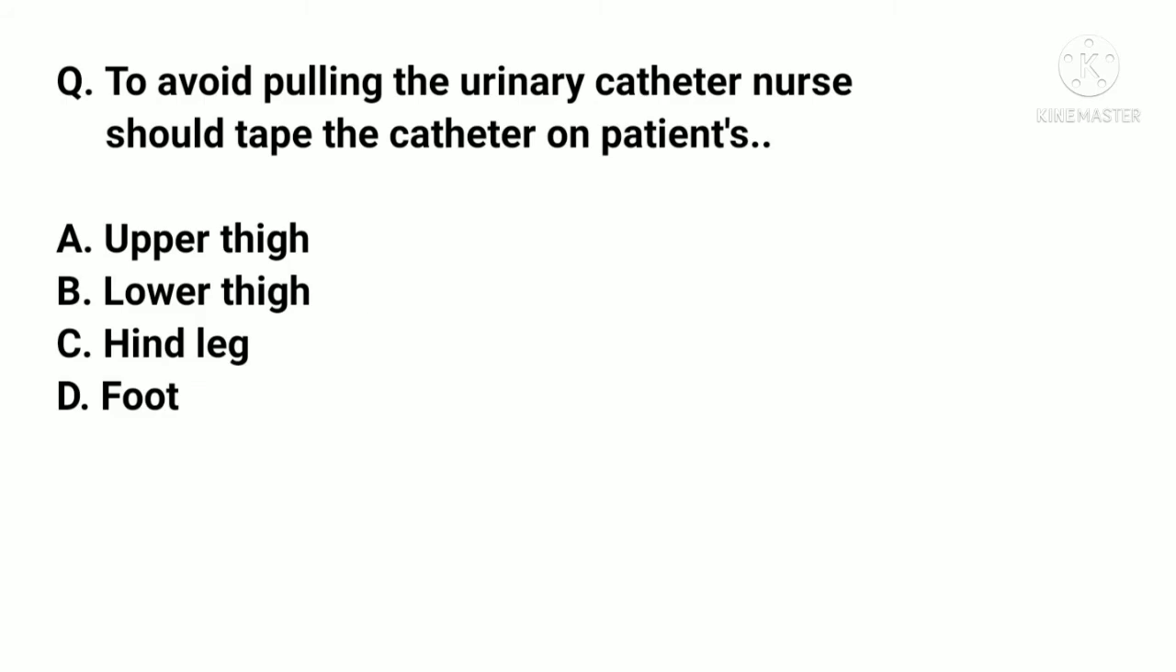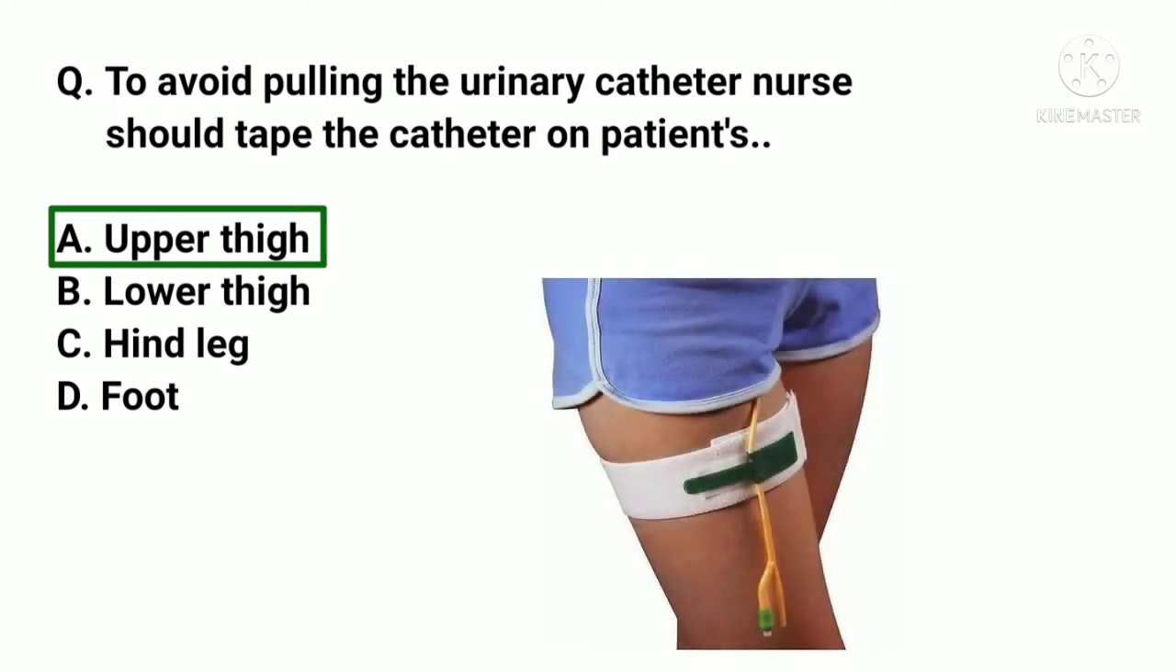To avoid pulling the urinary catheter, the nurse should tape the catheter on the patient's A. upper thigh, B. lower thigh, C. hind leg, D. foot. And the correct answer is A. Upper thigh. To avoid pulling and constant friction on the neck of bladder and urethra, the catheter should be taped on the inner aspect of upper thigh.